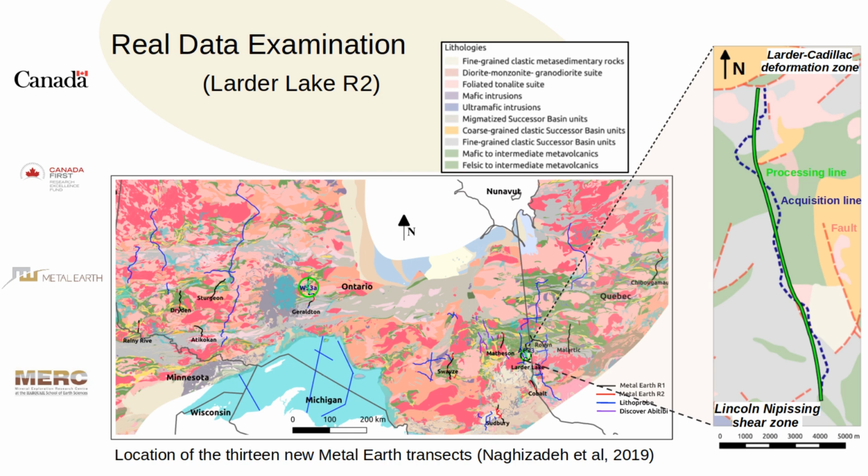In this section, I will present the application of the 2.5 dimensional multifocusing imaging workflow on the Metallurg's Larder Lake crooked profile, which is located in the Abitibi Greenstone Belt in Canada. This slide shows the geological map of the Larder Lake transects with the seismic acquisition and processing lines. This transect has a complex geology and is located between the Larder Lake Cadillac Deformation Zone in the north and the Lincoln-Nipissing Shear Zone in the south.